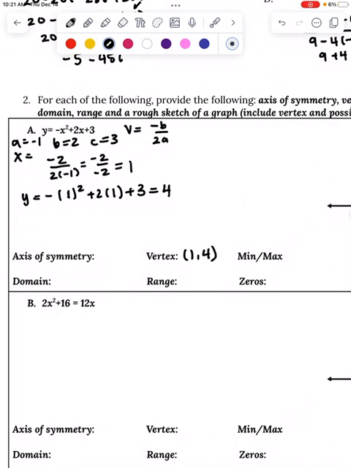x equals 1 is the axis of symmetry, it's just your x value. And this is a max. I know it's a max because I have a negative in front, which means it's a sad face.